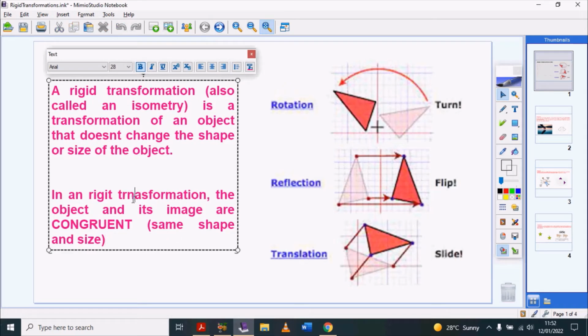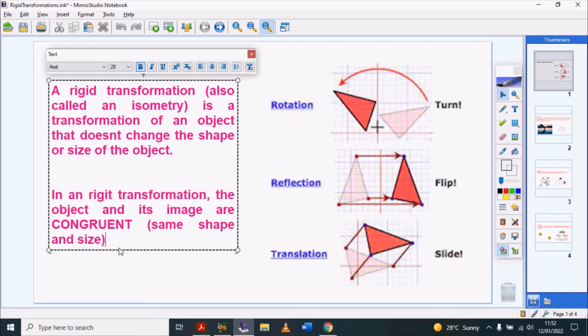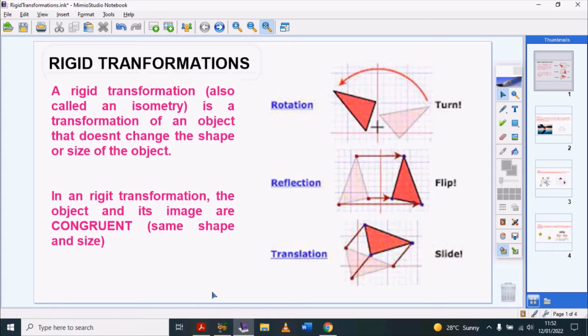Now, I'd like for you to write this down. In a rigid transformation, the object and its image are congruent, or the same shape and size, right? So please write down these notes. The object and its image in a rigid transformation are the same exact shape and size. They are congruent. This is a key idea when talking about rigid transformations.